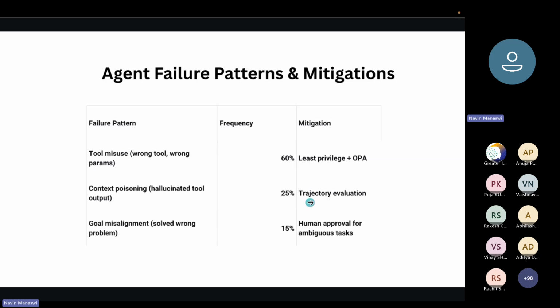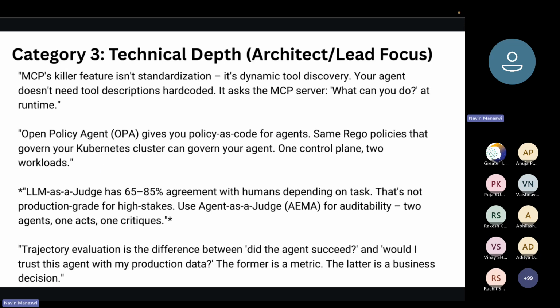Now, same thing with the trajectory evaluations. So this is the strategy of governance. When you apply any governance like OPA policy in the agentic system, you are preventing and mitigating those challenges of tool misuse, context poisoning and goal misalignment. So this is the strategy to mitigate those challenges, and it also saves a lot of money, and it will not damage the company's reputation either.